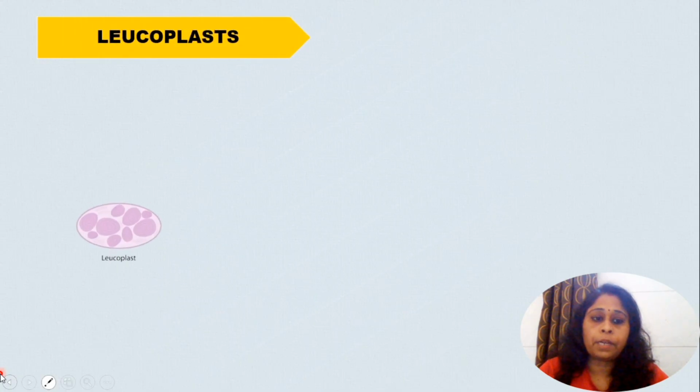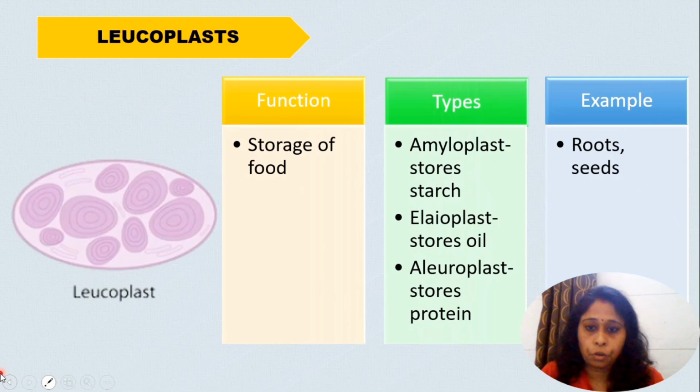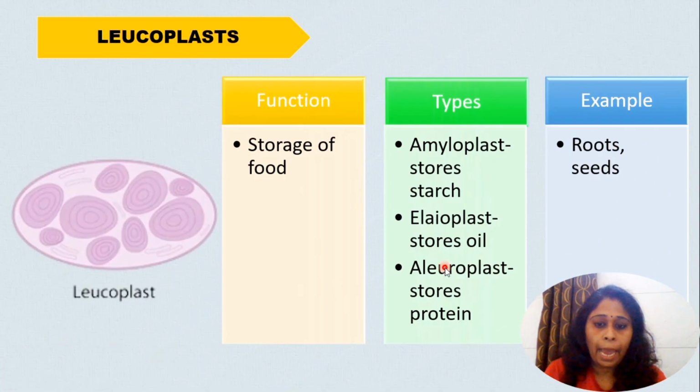Now, next is leucoplast. The main function of leucoplast is storage of food. And there are three types of leucoplast: amyloplast, eleoplast and aleuroplast. What are the main differences between these three? Amyloplast, they store starch, eleoplast, they store oil, and the aleuroplast, they store protein. Clear? They are basically seen in the roots and seeds.